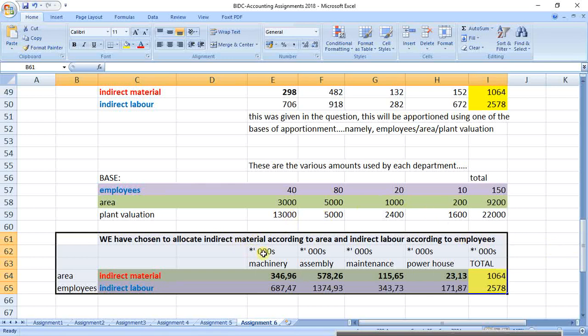Okay, so that's what we're doing. We're allocating the costs based on the area or the employees. So how did I get those figures for indirect labor? Exactly the same way. I just took how much employees that business uses, 40, divided by the total, which is 150, times the costs. And I'm allocating it.